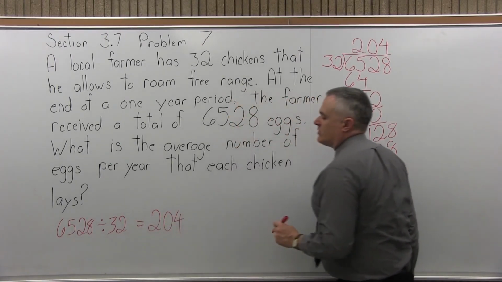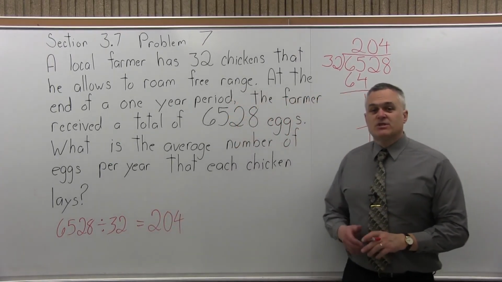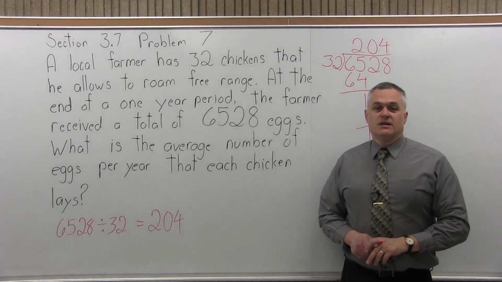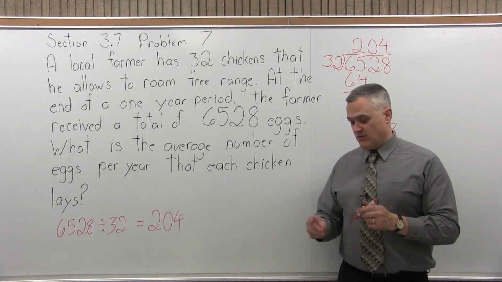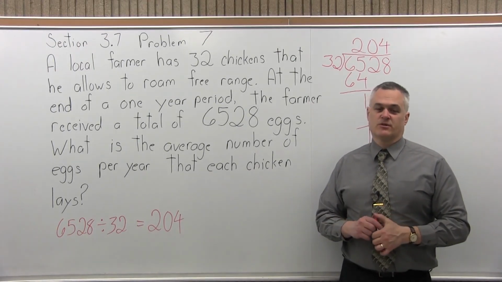So however you do the division, either with a calculator or by hand, the answer for the division is 204. So that's the average number of eggs that each chicken will give the farmer per year, on average. So some chickens might give a lot more and others less, but it would average to 204 per chicken.